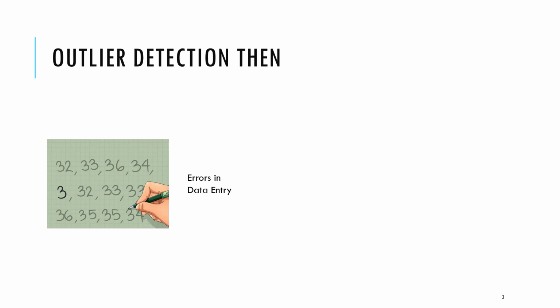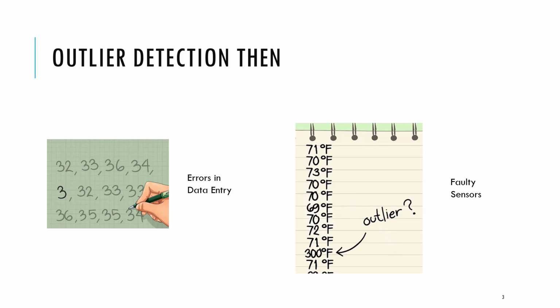So you can use outlier detection to identify errors in data entry, and you can use outlier detection to identify faulty sensors if you're aggregating sensor data such as temperature in this case from across a wide variety of sensors which are in a geographically localized area, and you certainly have 300 degrees Fahrenheit from one of the sensors. It's clearly a faulty sensor, and you might want to replace that sensor.